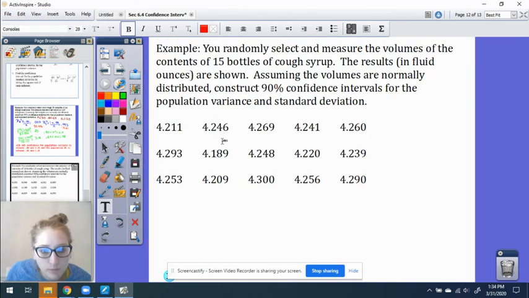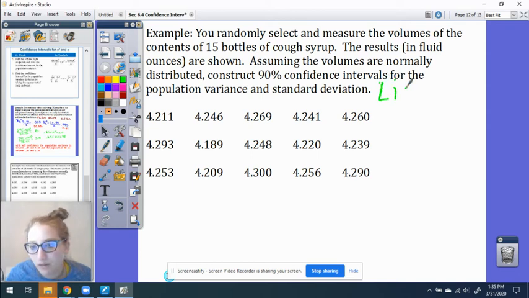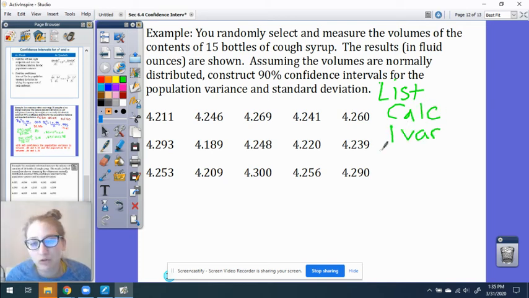So this next example, they just gave us a list of values. So what you would actually need to do is you need to plug these values into your calculator. So remember, the steps for that are you're going to use the list feature and you're going to type in all of this data, and then you're going to go over to calculate, and it's 1 vars. And then that's going to give you your sample standard deviation, which is 0.0321.